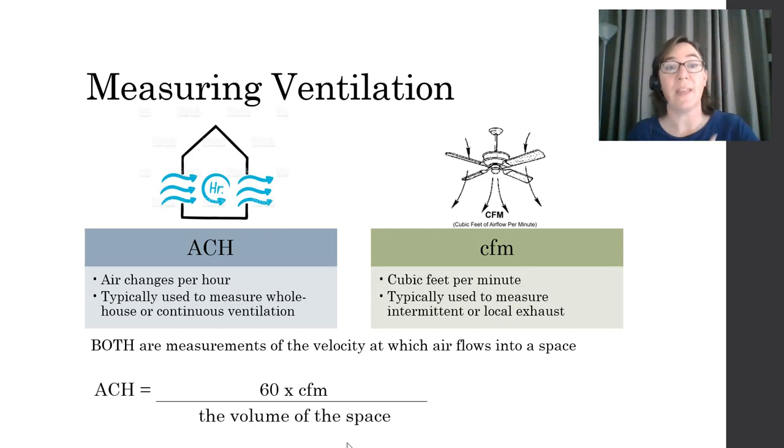The two terms are related and you can convert from one to the other. If you have the CFM of the fans in a space, you can calculate the ACH, or air changes per hour, by 60 times CFM divided by the volume of the space.